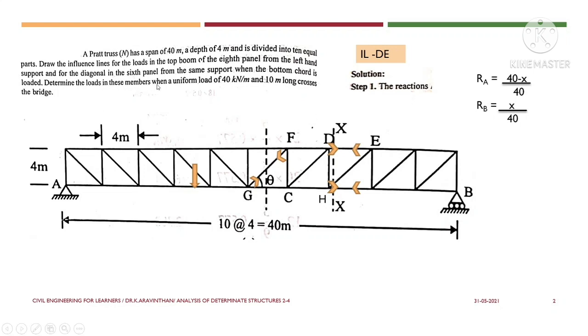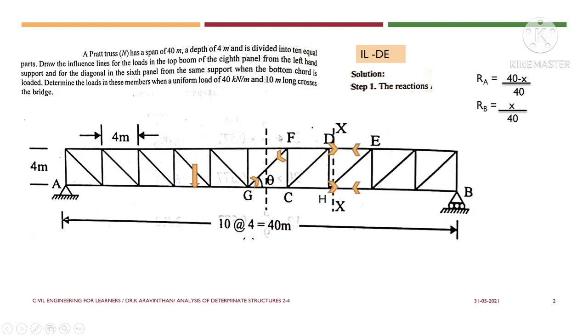Determine the loads in the members when a uniform load of 40 kN per meter and 10 meter long crosses the bridge. Here a UDL crosses the bridge from left to right, with an intensity of 40 kN per meter and 10 meter length. Let us find the forces acting in these three members. We have to solve this problem by using influence line. First you have to find the influence line for these three members, and then we shall apply the moving load.